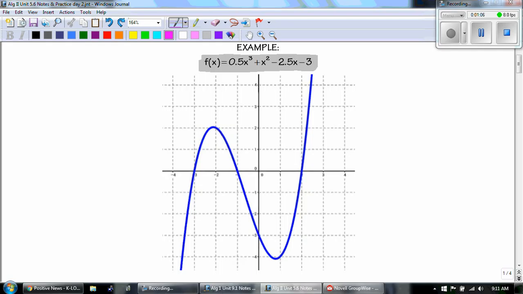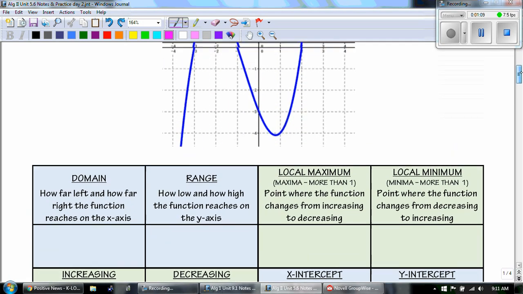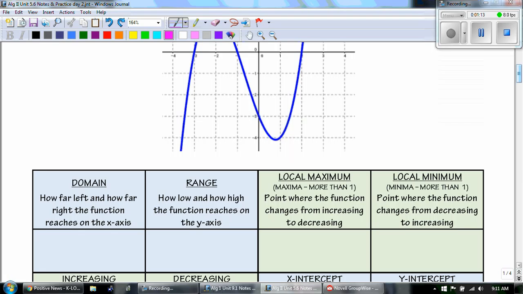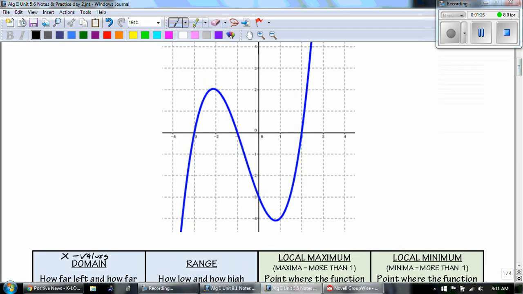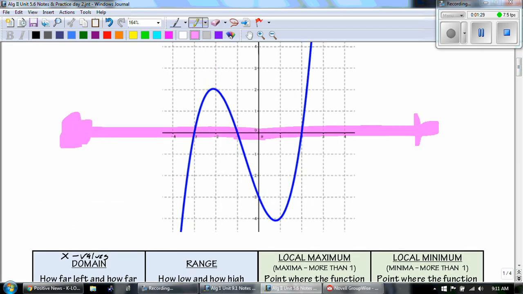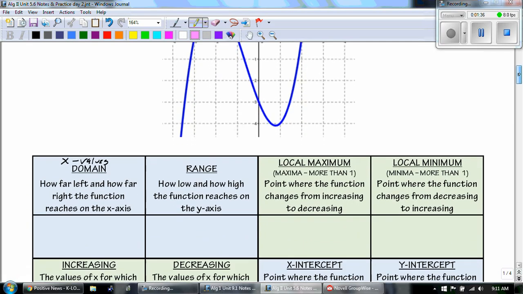So the first thing that we're going to be talking about are the domain and the range. So the domain is how far left and how far right the function reaches on the x-axis. Remember that the domain is our x values. Okay, so as we're looking at this from left to right, are there any restrictions on this graph? And you should remember this because we talked about this a lot in one of our other chapters, and it's no, okay? It goes from negative infinity to positive infinity.